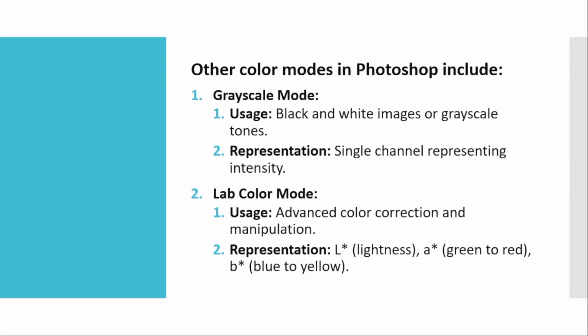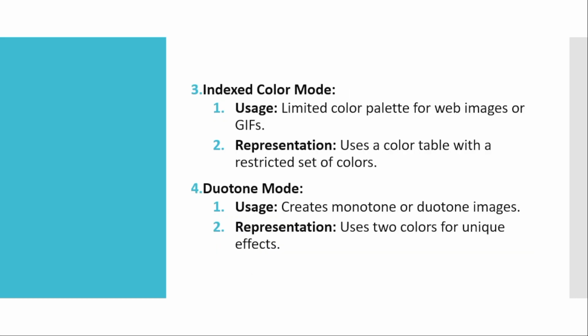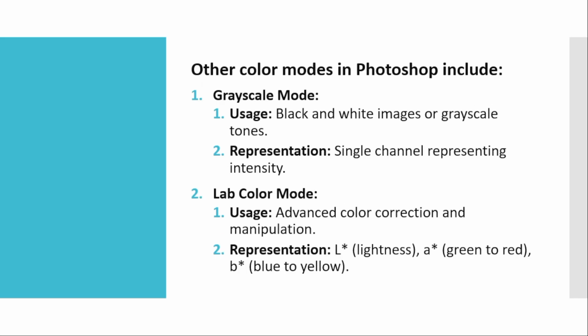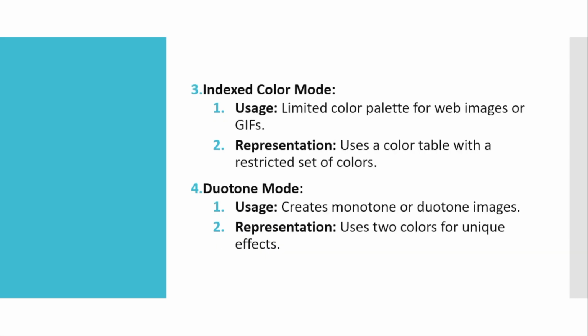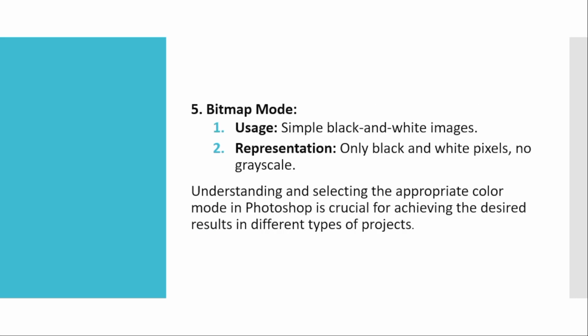Okay, now in Photoshop they have their own modes. We have the grayscale mode, the lab color mode, the index color mode, and the duotone mode. Please, you can take your time. I'll share the slide with you guys: the grayscale mode, the lab color mode, then the index color mode, and then the duotone mode. All right, then the fifth one is called the bitmap mode.